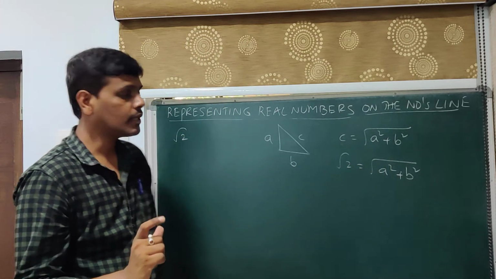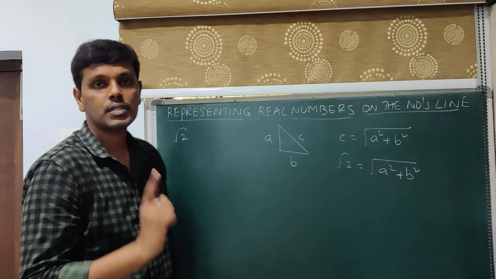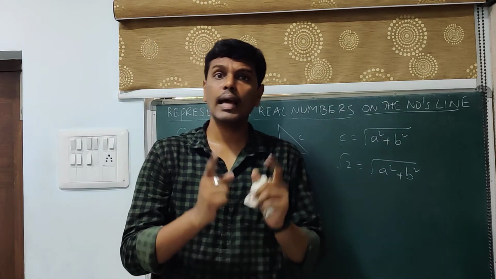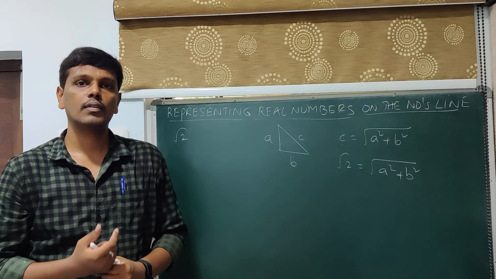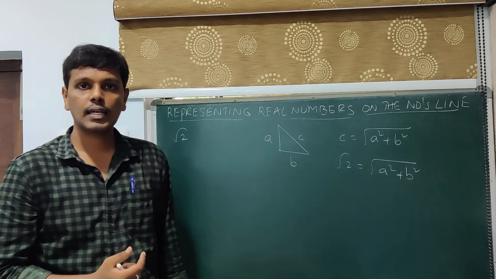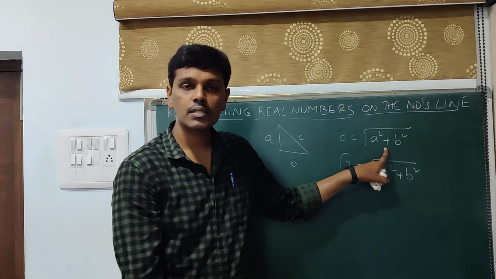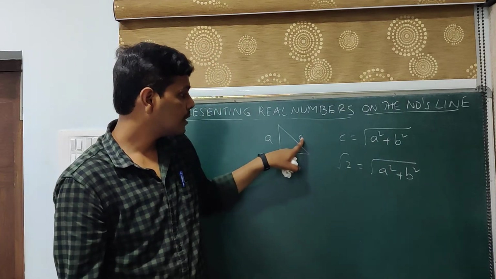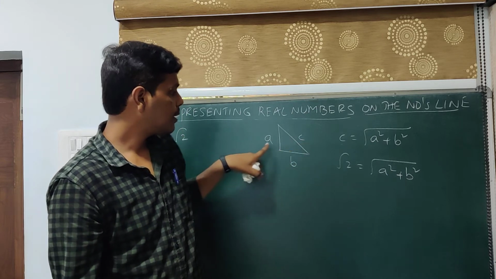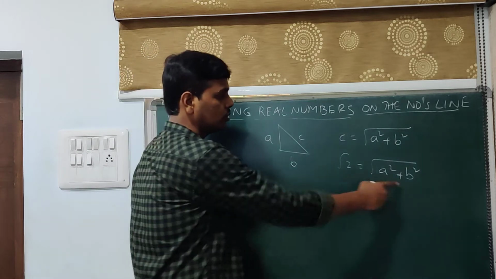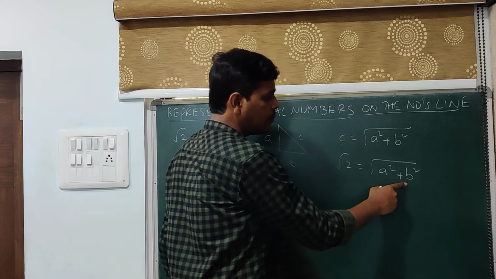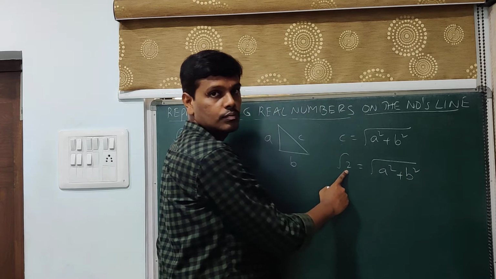That is the logic. Once again I'll repeat it. I want root 2 to be represented on the number line. So in order to represent root 2 on the number line, I want the length of root 2. To find the length of root 2, I am using this right angle triangle. If A, B, C are the sides of the right angle triangle, I can apply the formula I have discussed previously. I want C to be root 2.